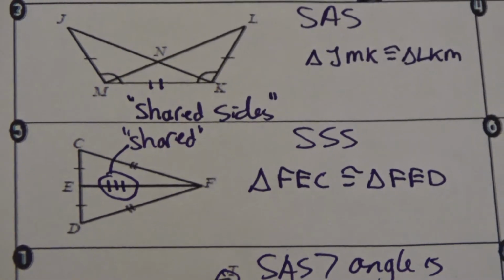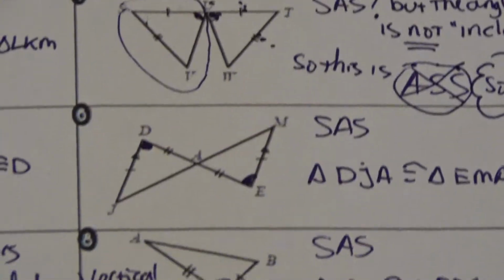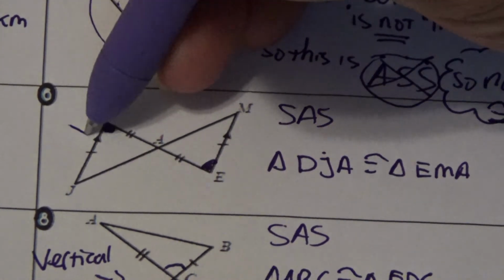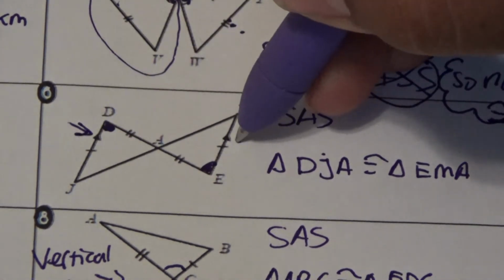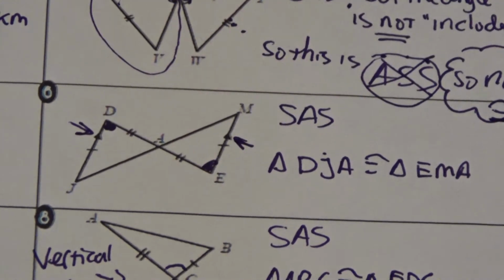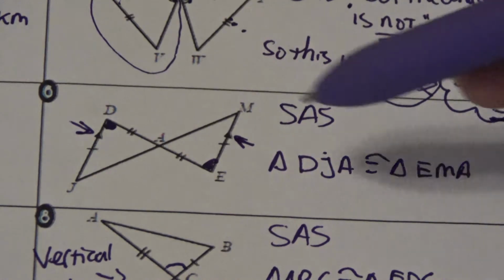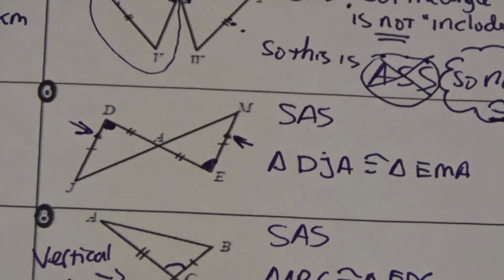Example 6. This one's a little tricky because we have to go back to the last unit. Don't forget, remember that you've got these two little arrows. What does that mean? That means there are two lines that are parallel. So when we start talking about parallel lines, we're going to go back to corresponding angles, alternate interior, alternate exterior, linear pairs, all stuff like that.